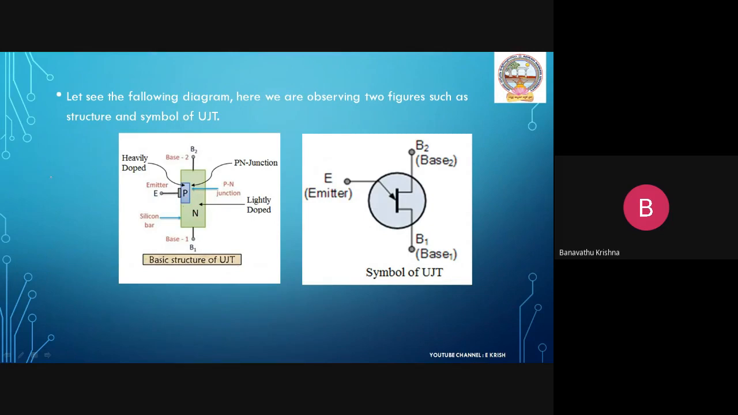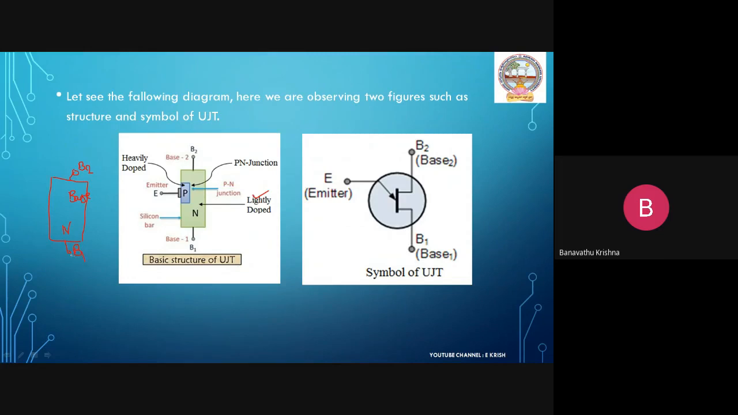First of all, I take one silicon bar. This is an N-type material. It is lightly doped material. This is the base surface of the silicon bar, and the two ends of this lightly doped N-type silicon bar are taken out as terminals. One is base 2, and at the other side I take another terminal, that is base 1.